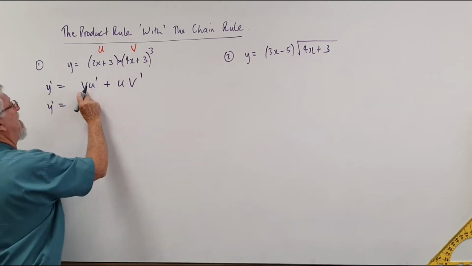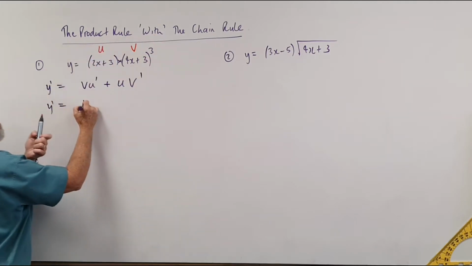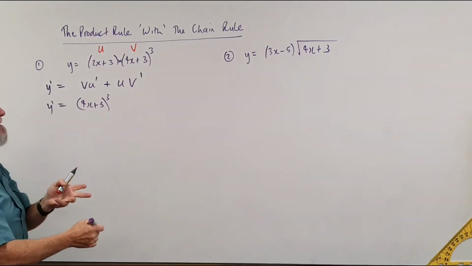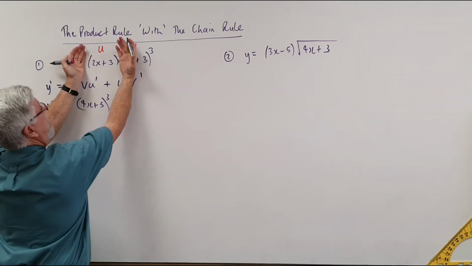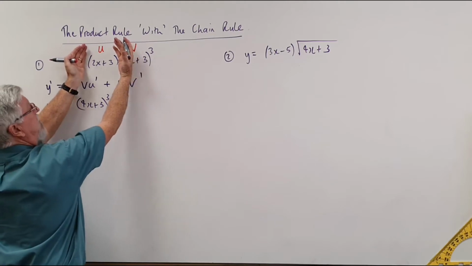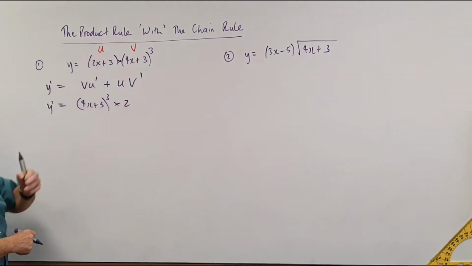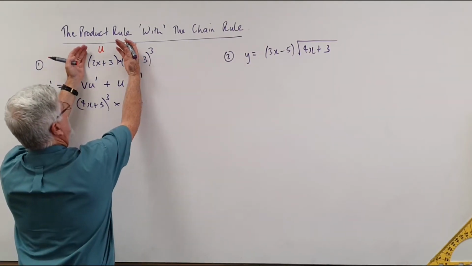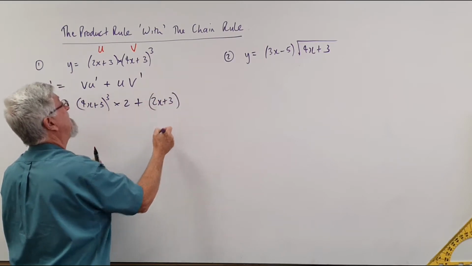So I write down whatever V is. So there's V, the whole thing there is V. So I write the 4x plus 3 and the cubed, a bit more complicated. Then I multiply it by the derivative of the U, which is just 2. So if I differentiate 2x, I get 2, and 3 becomes nothing. I don't need to write the 0. Now I write the U, which is nice and easy. Don't forget the brackets. People forget the brackets.